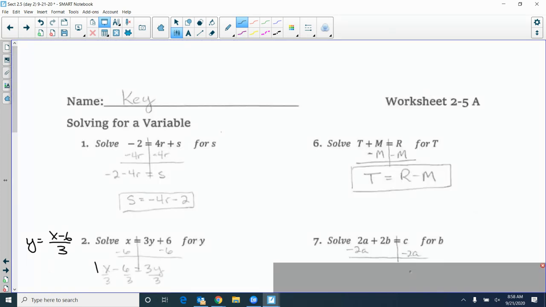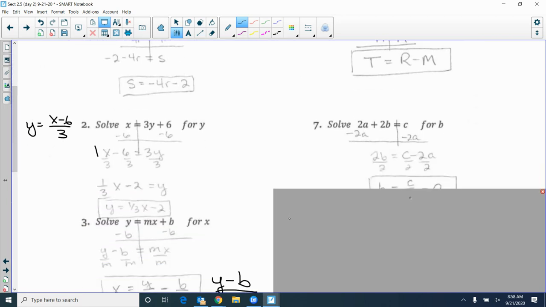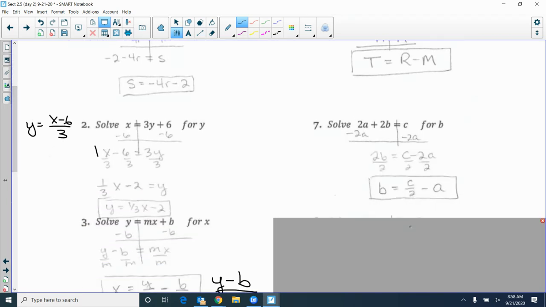What is 6? All right, 7. Solving that for B. Subtract 2a. So you get c minus 2a. Divide each piece by 2. Now 2 divided by 2 is 1. Now you could also write this as 1/2 c minus A. That's also okay. C over 2 is the same as 1/2.